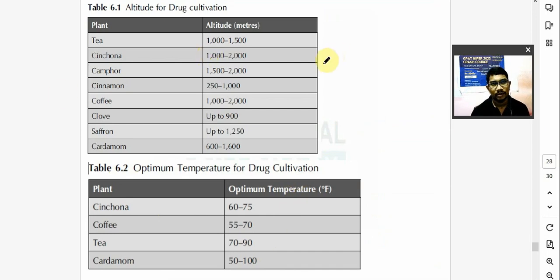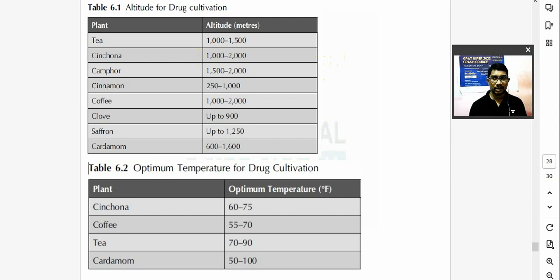So everything is not important for us, but you should know. So, for example, tea plant, जो tea plant होता है Thea sinensis, it will grow in an altitude of 1000 to 1,500 meters. Optimum growth altitude. Cinchona will have 1000 to 2000. Camphor 1,500 to 2,000 meters from the sea line. ठीक है, height from sea line.